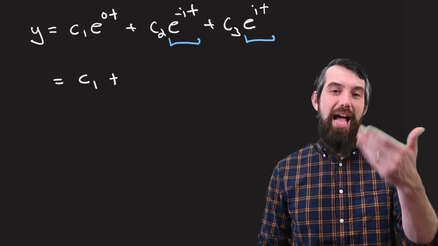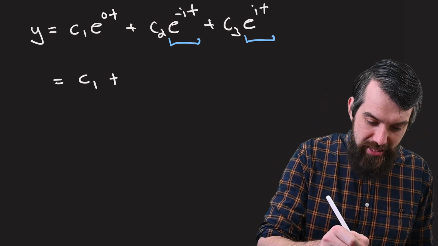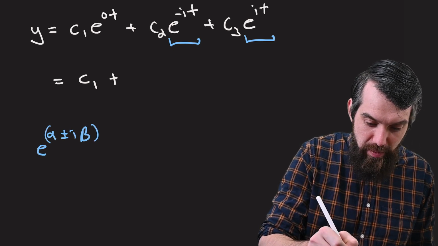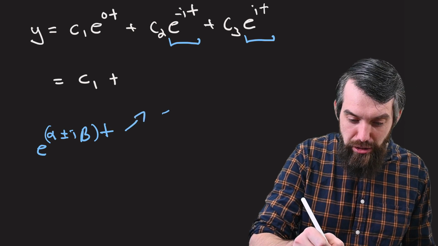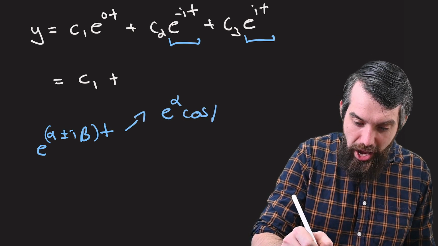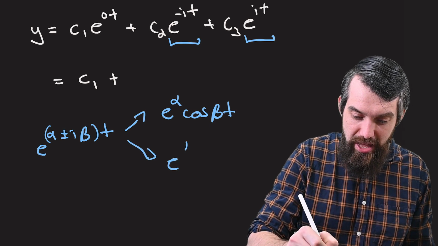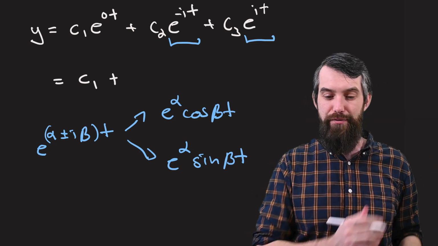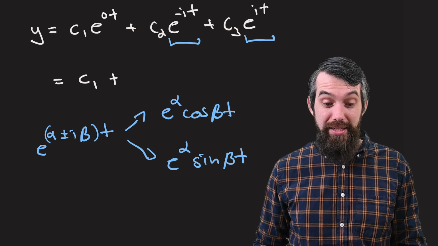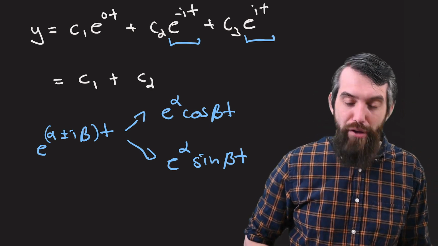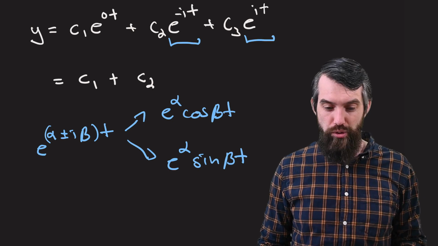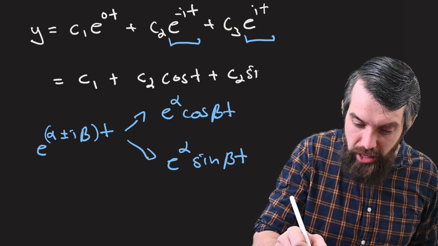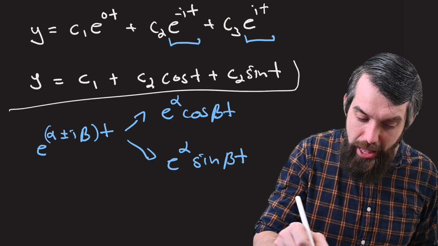The standard trick, exactly as we did when we were talking about the second order case, is that if you have e to the, say, alpha plus or minus i beta times t, that would be the general case, then your 2 different solutions are e to the alpha cosine of beta t and e to the alpha sine of beta t. The details of that conversion we did in the previous video. So for our example, my alpha is 0, there's no real component, and my beta is 1, so it's c2 times cosine of t plus c3 sine of t. And that is my final answer.